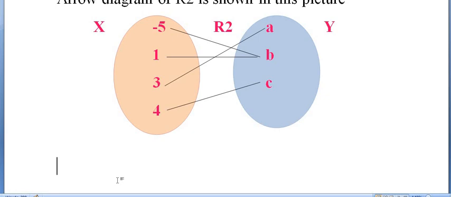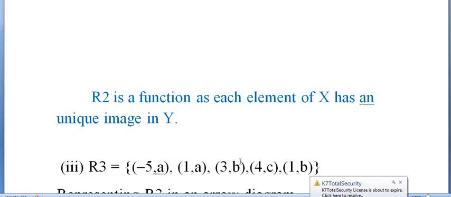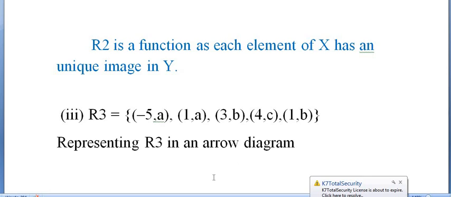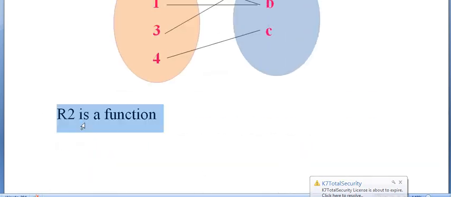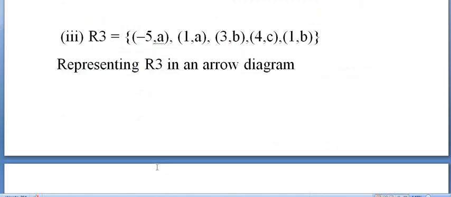Maybe you know, tell me. R2 is a function. R2 is a function as each element of X has a unique image in Y. So we can write it this much also. So no problem. Now R3, we are going to see the third part of the problem.